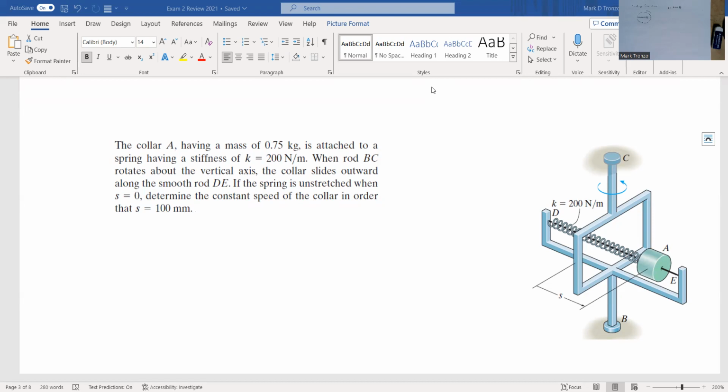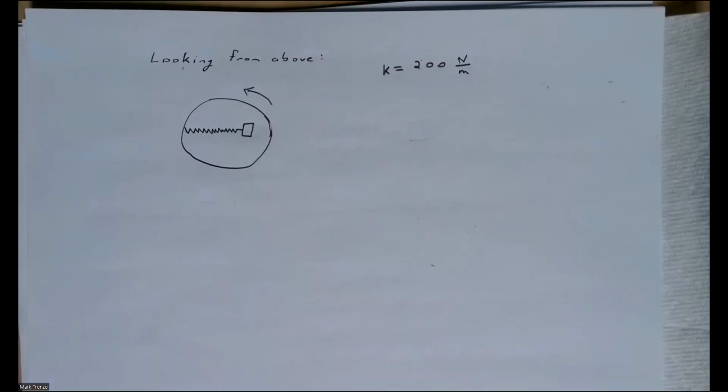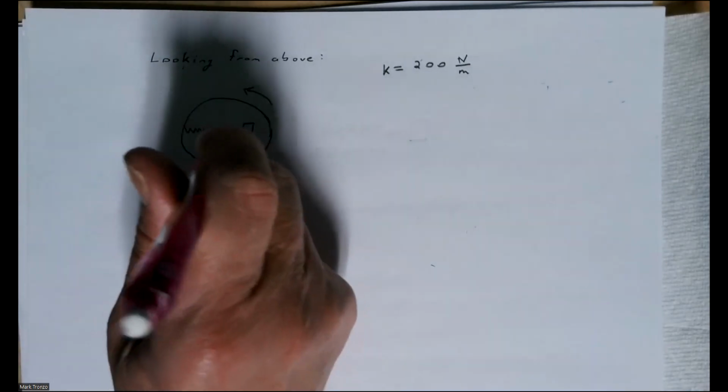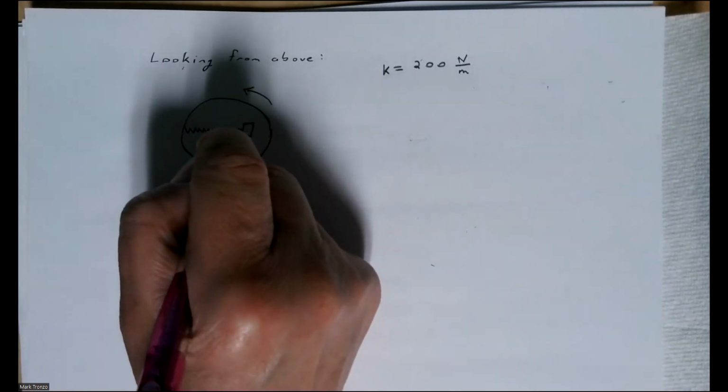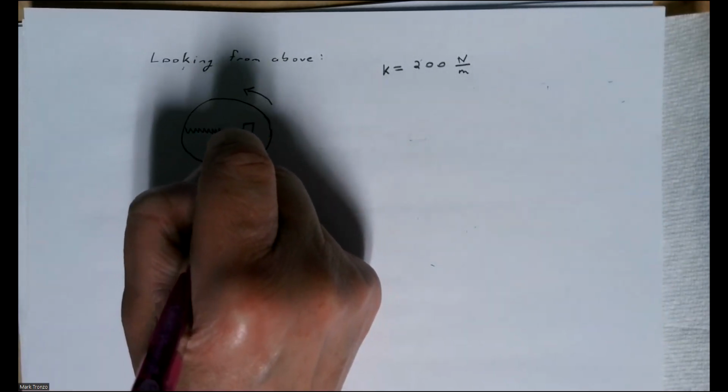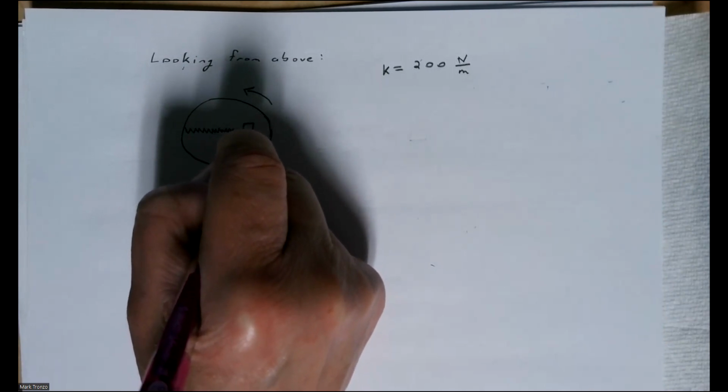And you can see from the picture that s is measured from the center. And so we want s to be 100 millimeters or 0.1 meters. And we want to find the speed that'll keep the collar at that point. So if we look at this from above, it's spinning about the center, and we want to find out what it's going to take to keep this about 0.1 meter from the center.